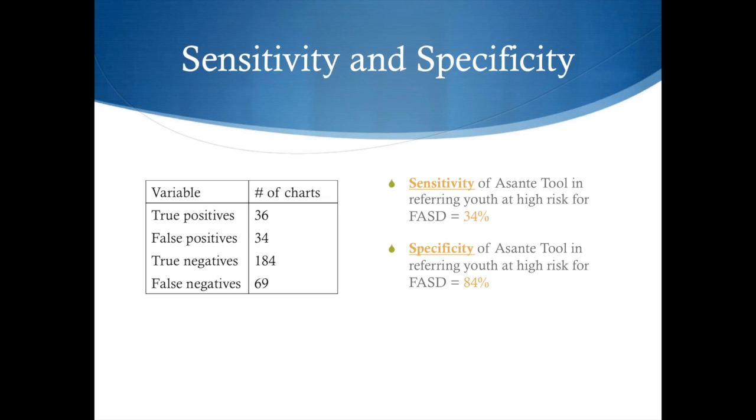Charts with missing information and charts that screened negative were used as the total number of charts that were screened negative by the Asante tool to determine specificity. So among these charts, 184 youth were screened negative by the Asante Center tool and were not referred to the FASD program, and 69 were screened negative by the tool but were referred to the FASD program. So the specificity of the tool compared to the current referrals made by the red flag method was 84%.